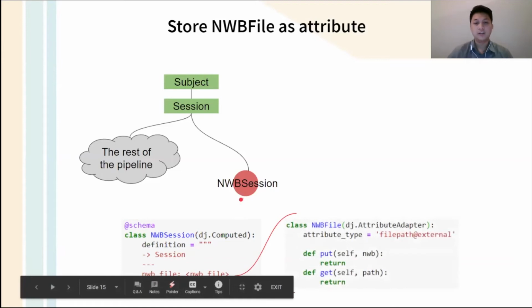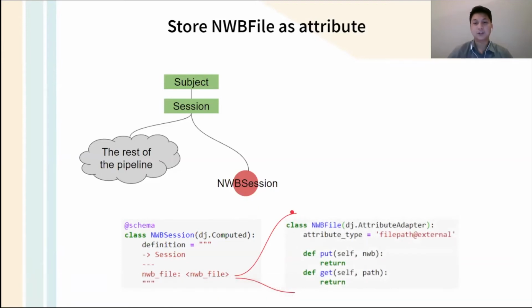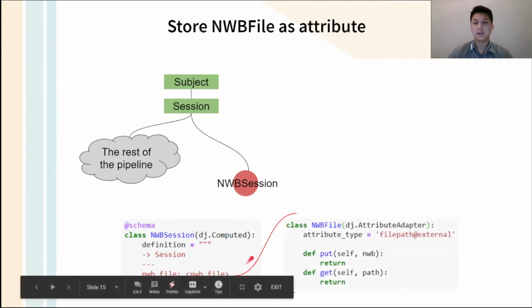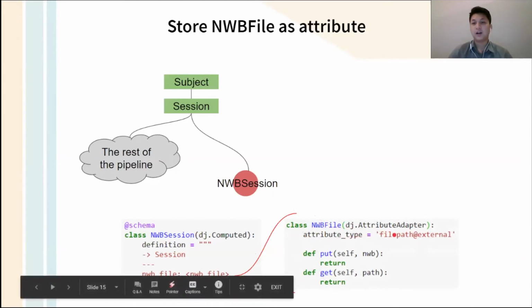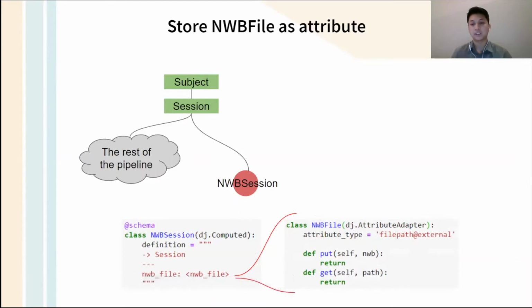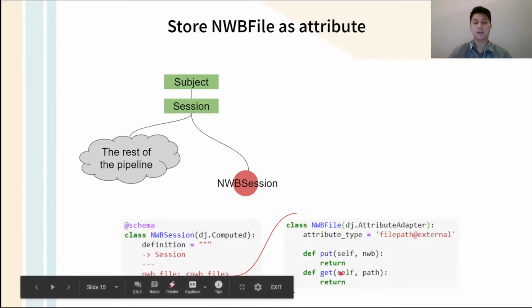This requires an adapter class, just as I described before, right? So I will have to build an adapter class, something that looks like this. So a class NWBFile, I have to define three things. Attribute type, here I want to define the attribute type to be a file path. This would allow me to actually save that NWB file object as an actual file externally, managed by DataJoint, and then the put method and the get method.